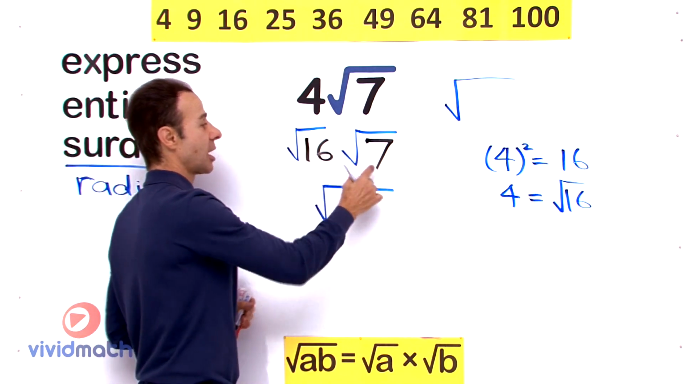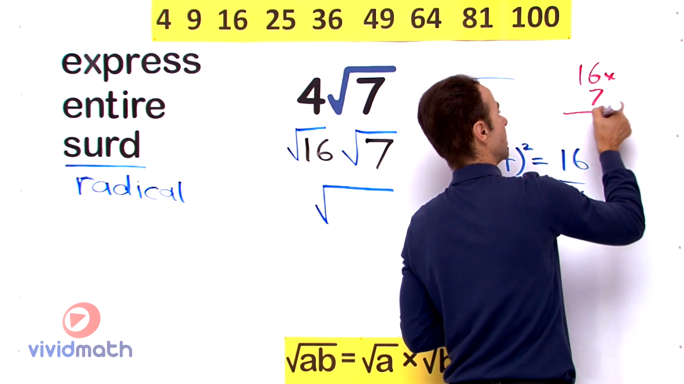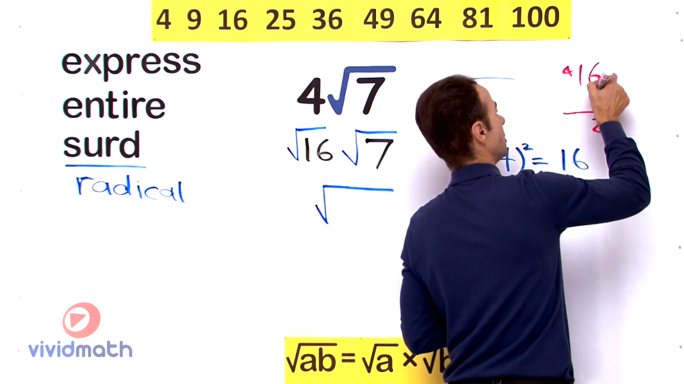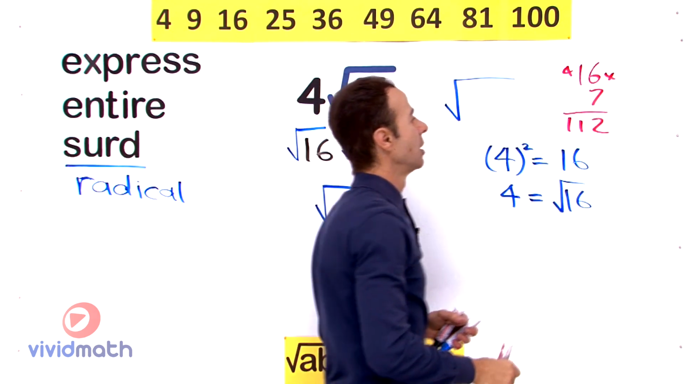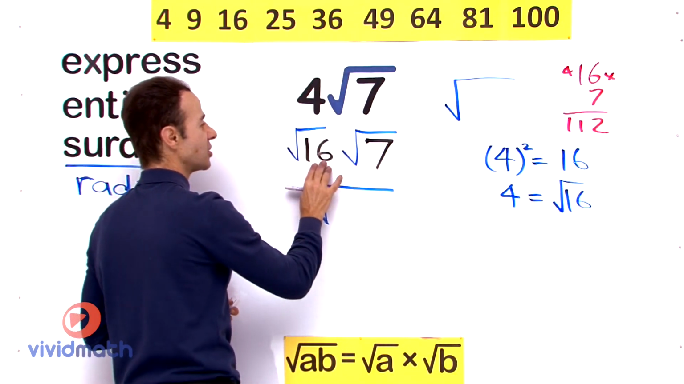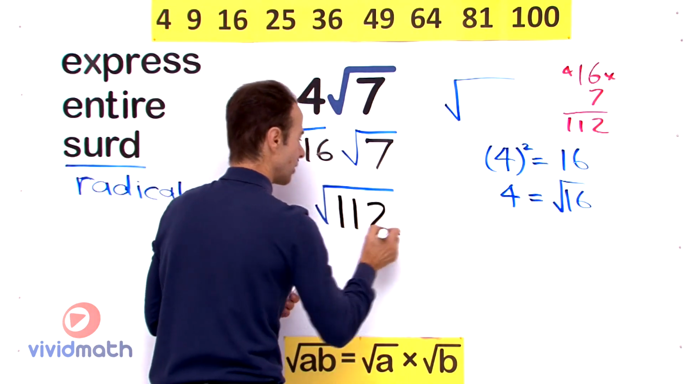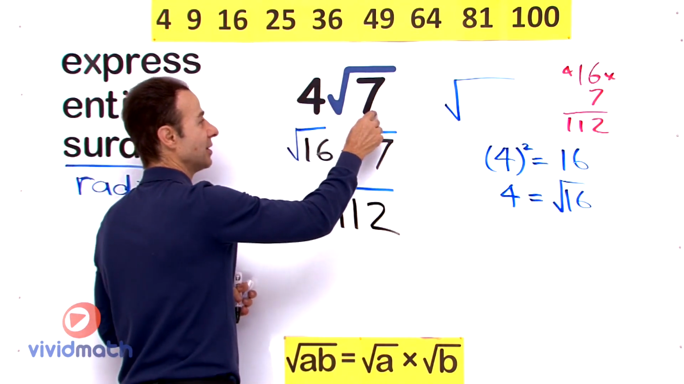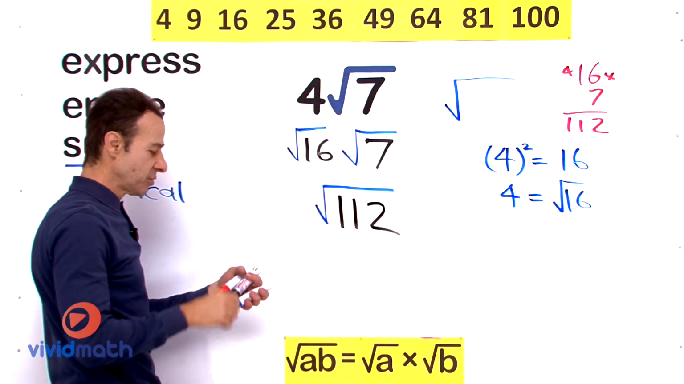So 16 times 7, what's that going to be? 6 sevens are 42, carry the 4, 7 sevens are 49, plus 4 is 53... so that's going to give us 112. So 16 times 7 is 112. So 4 root 7 as an entire surd, or radical, is the square root of 112.